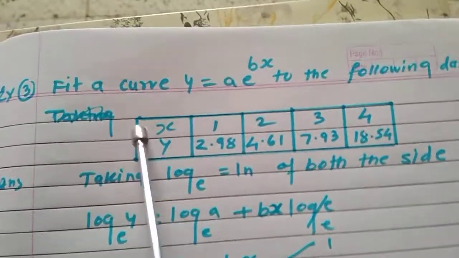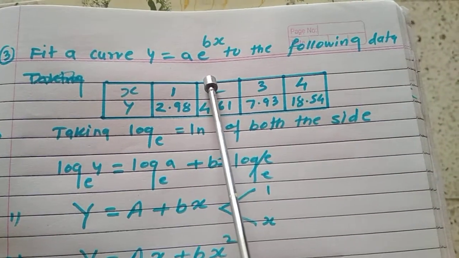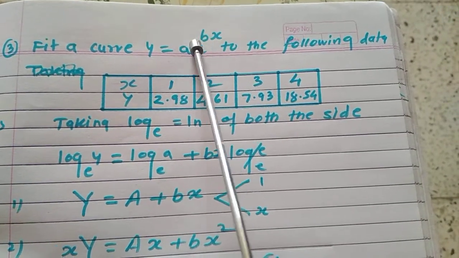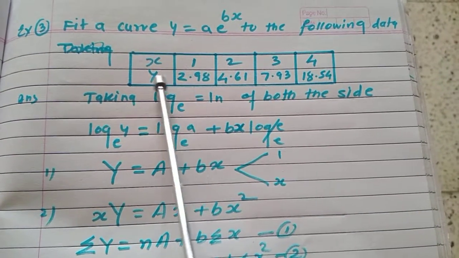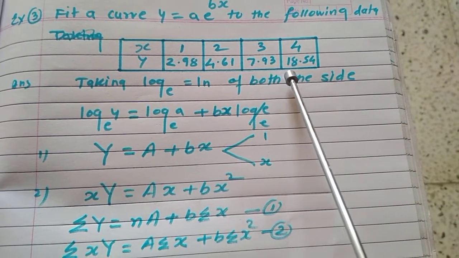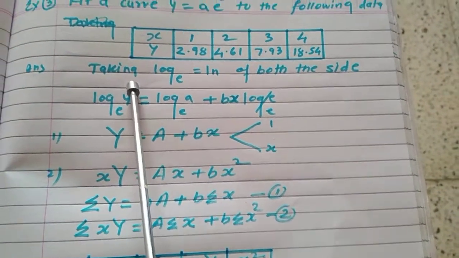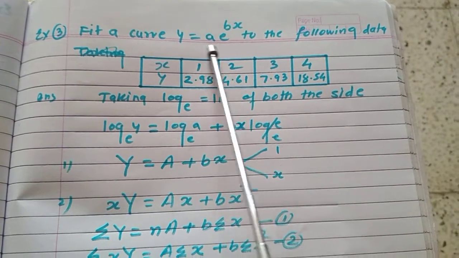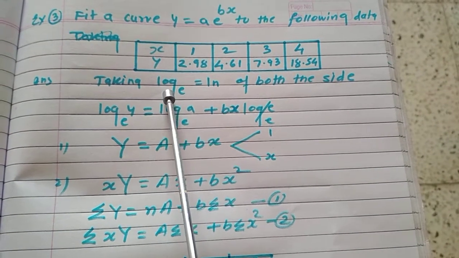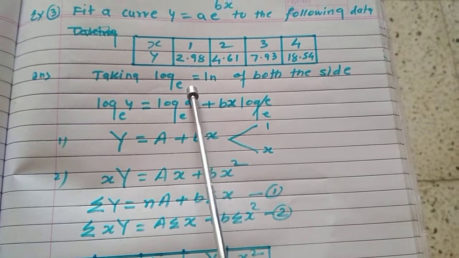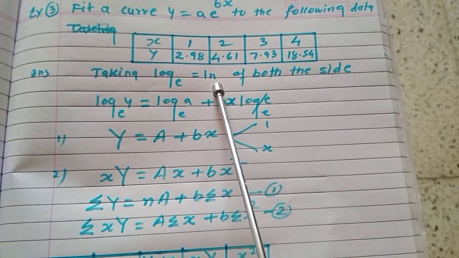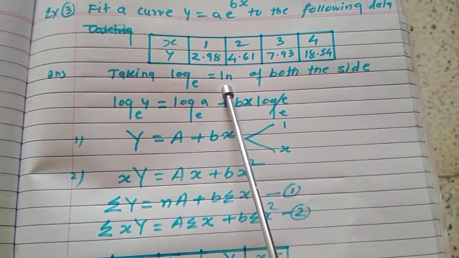Last problem. Fit a curve y is equal to a e raised to power bx, where b and x are used as a power, to the following data. Again the data is x: 1, 2, 3, 4 and y: 2.98, 4.61, 7.93, 18.54. Now when your problem is of this type, where the base is small e, taking log to the base e means, in the calculator, this button shows the ln button. In the ln button, log means log to the base e. Especially remember this most important point.